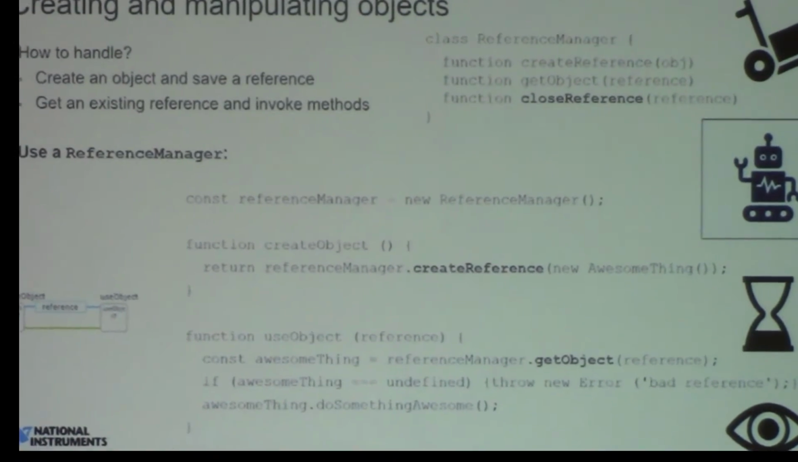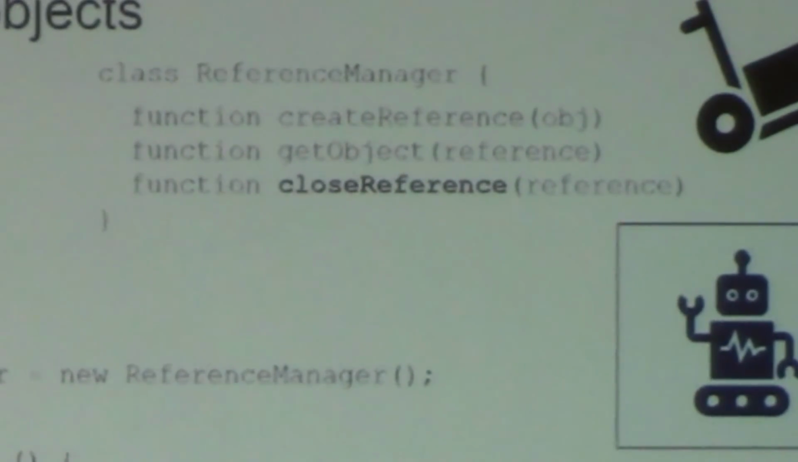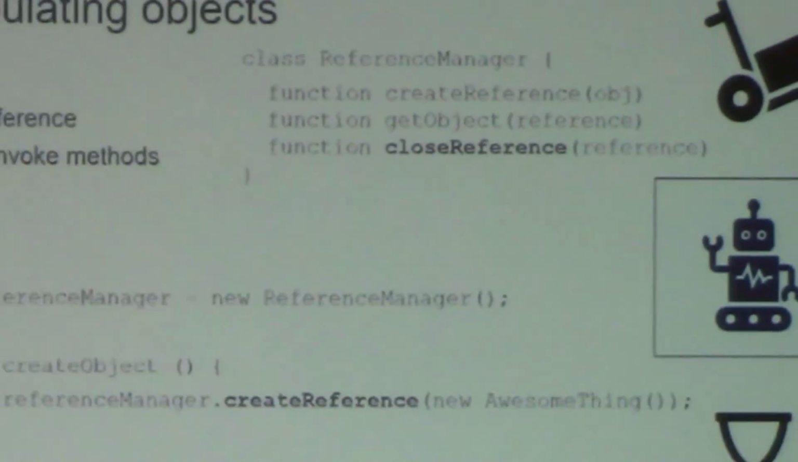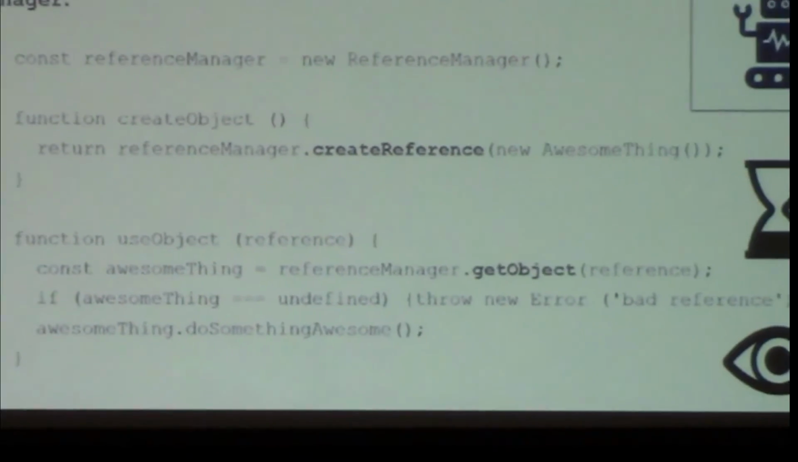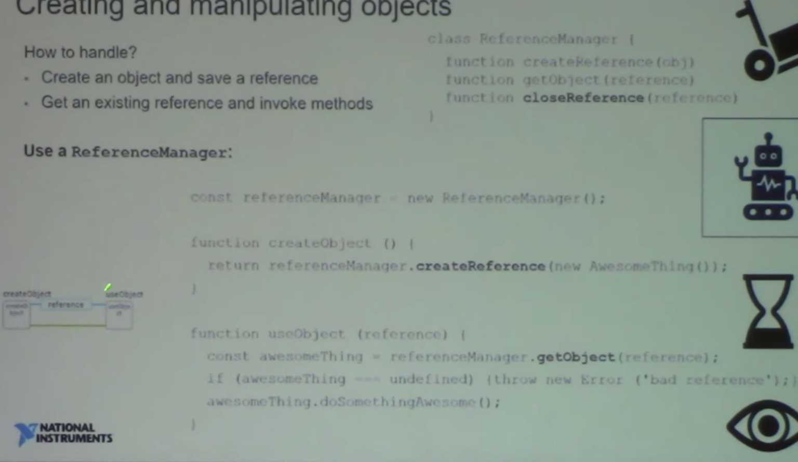All right. So in the end, there's these three methods on it. Create reference, get object, close reference. So we'll say create this reference for some awesome object I'm making in JavaScript, and then I pass that number in, do some good error handling, and then use it.